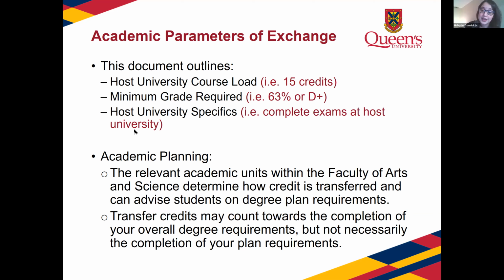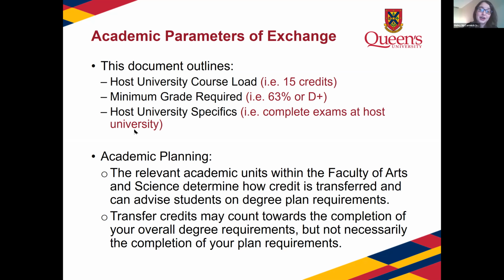So let's go back to our example of Korea University. The minimum grade, the equivalent of a Queen's C at Korea University, is a 63% or a D+. So again, you're going to get this document and it's going to be particular to you and to the school you're going to, and you'll be able to hang on to it throughout the course of your exchange.